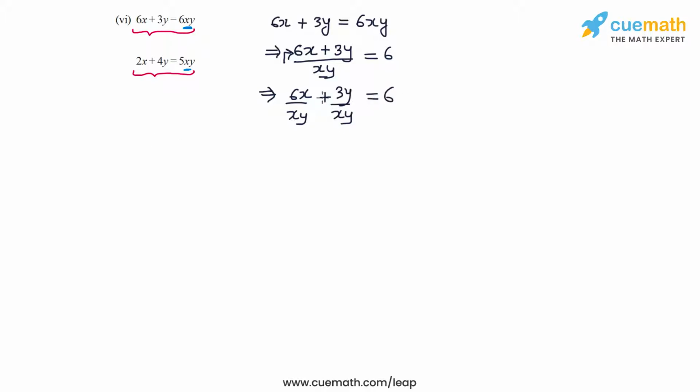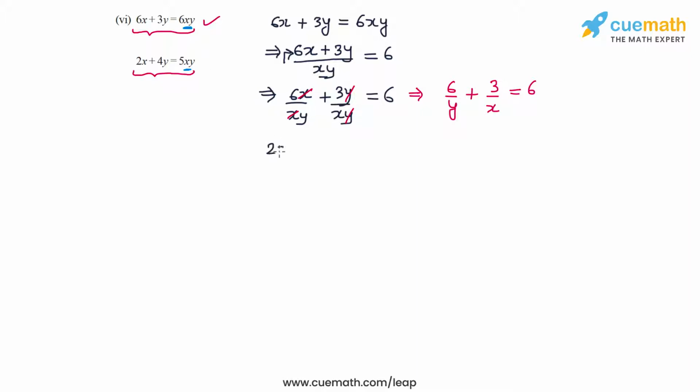And now we see that from the first term these x terms cancel out. So we get 6 by y, and then from the second term we have the y's cancelling out, so we get plus 3 by x equal to 6. So this is what we get from the first equation. Now let's do the same thing for the second equation.